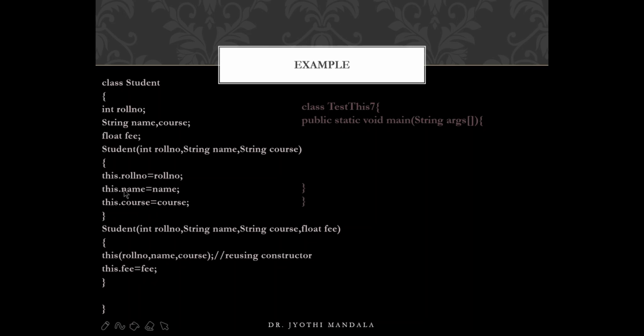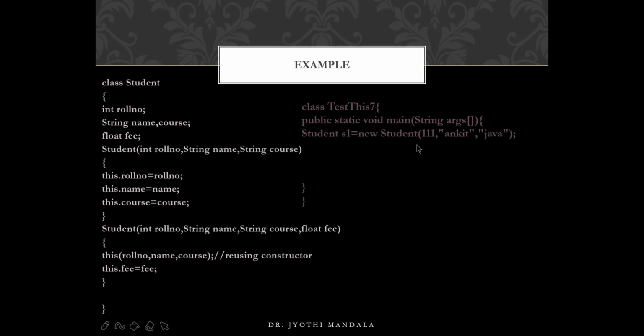So with this we have reduced our number of lines of code also. You can observe this one. Whenever you are writing the statement this roll number, name and course, then what happens? We are reusing the constructor. The same student constructor will be called, where we need to have three parameters. We have already written that one, and we are making use of that constructor, which is called reusing of the constructor.